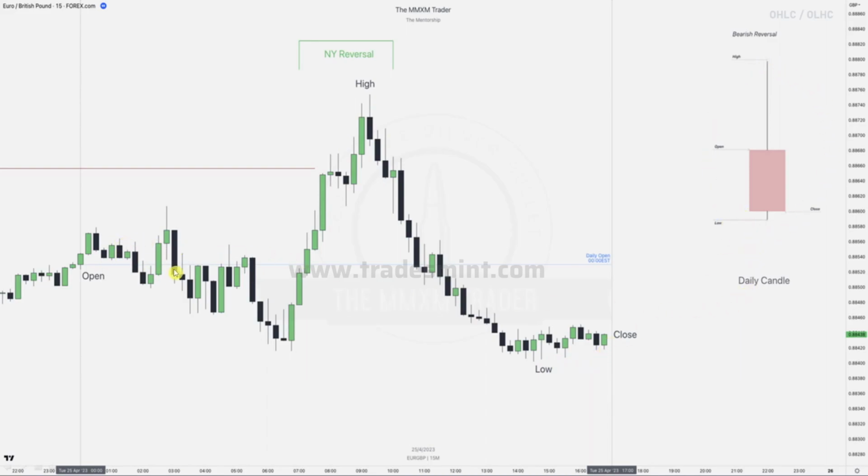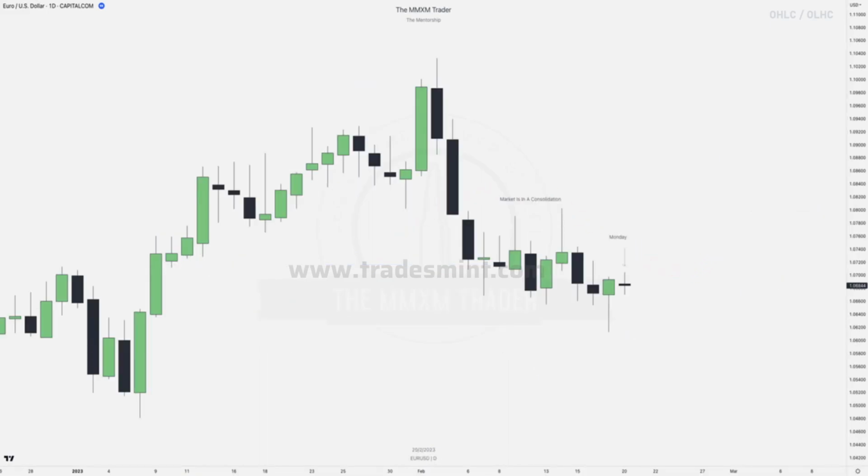So think about it, right? Accumulation, manipulation up higher into those buy stops, and then distribution lower. So that's the power of 3 of a daily candle. Now let's talk about a consolidation candle or an indecisional candle, right? So the market obviously has to be in a consolidation and the market has no clue where it wants to go next, thus creating an indecisional candle.